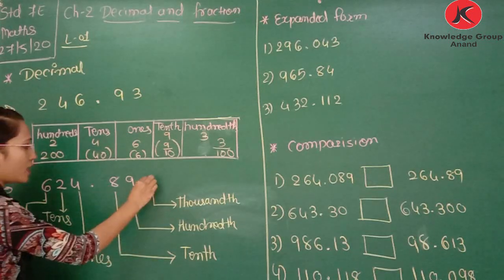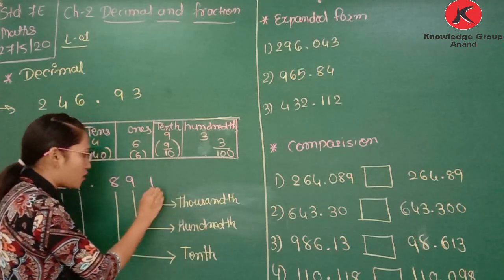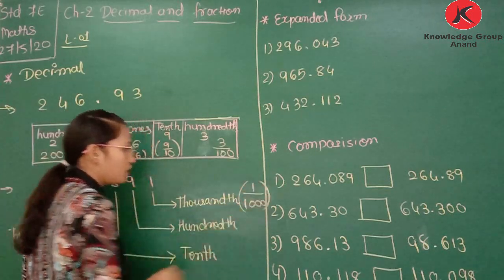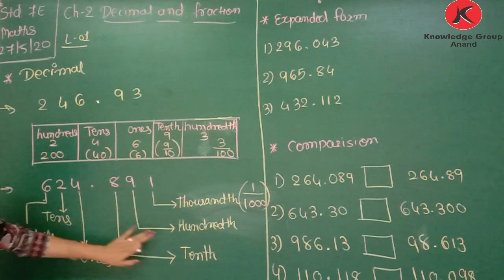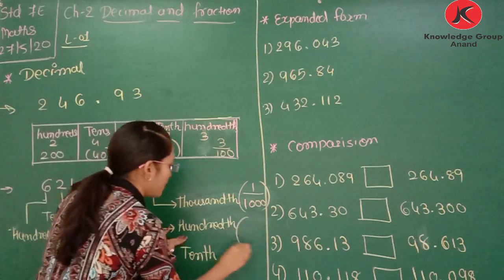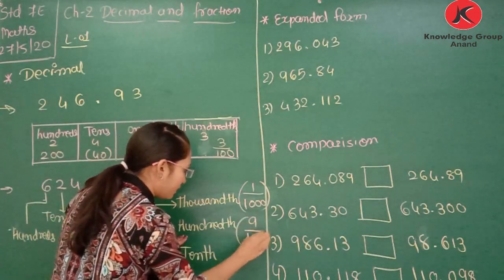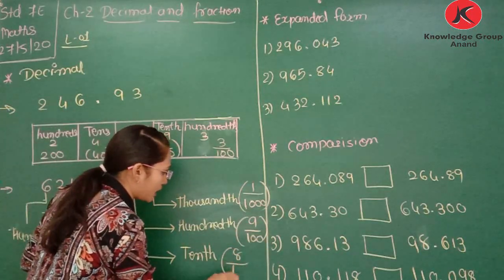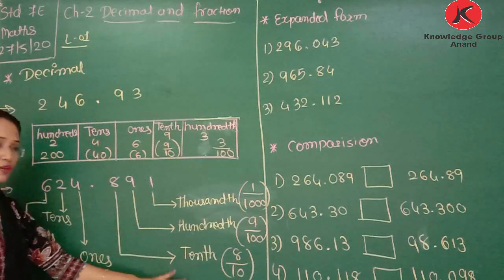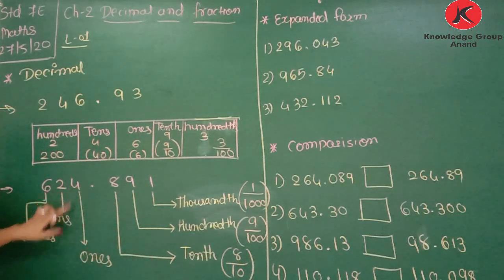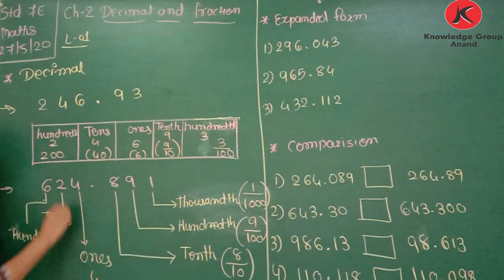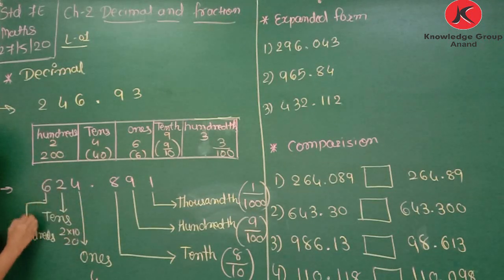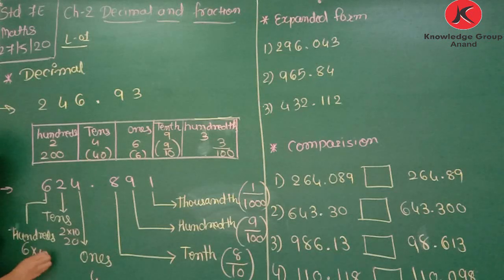Next, 624.891. So 1 is at the 1000th place, so it is 1 by 1000. Clear? Now 9 at the 100th place, so it is 9 by 100. 8 at the 10th place, so it is 8 by 10. Clear? This is the place value of each number. 4 at the 1st place, so it is 4. 2 at the 10th place, so 2 into 10, that is 20. And 6 at the 100th place, 6 into 100.